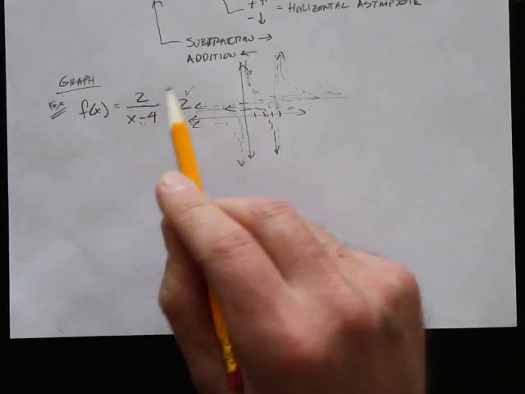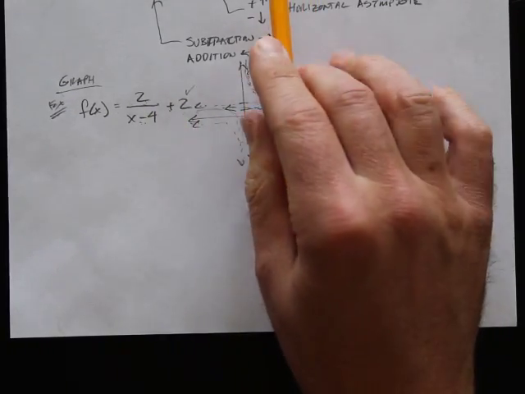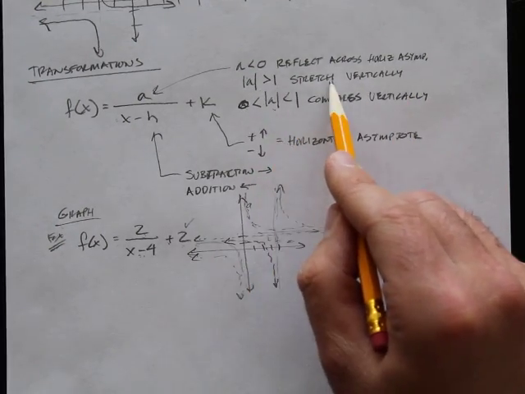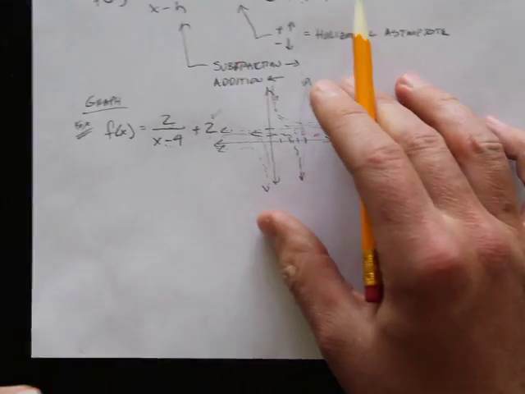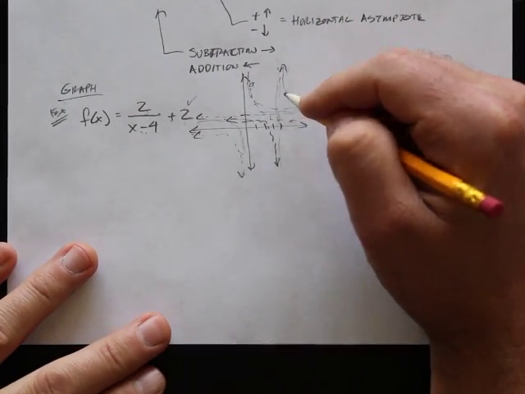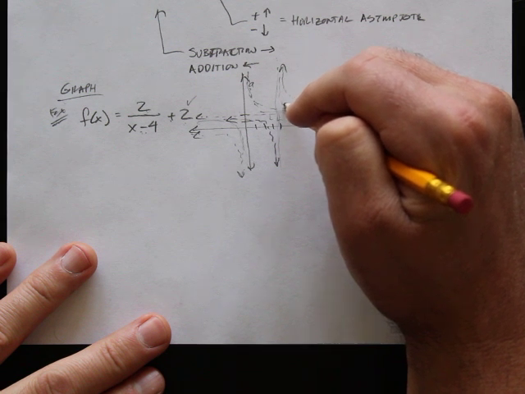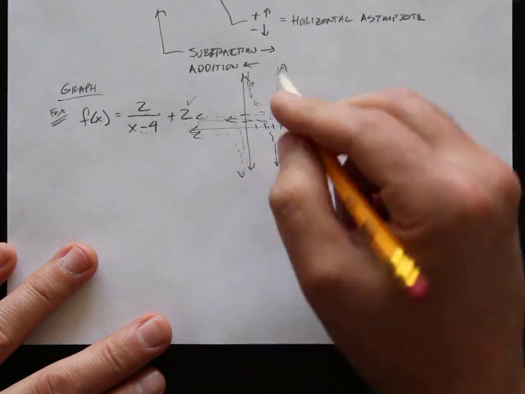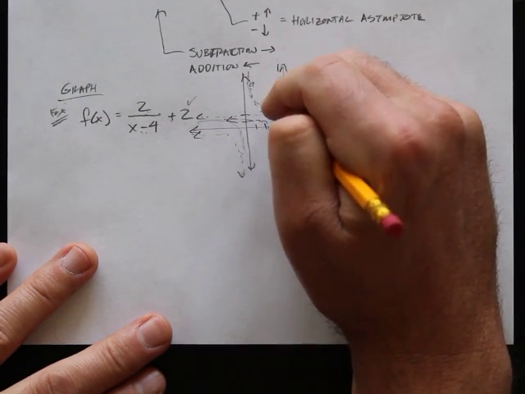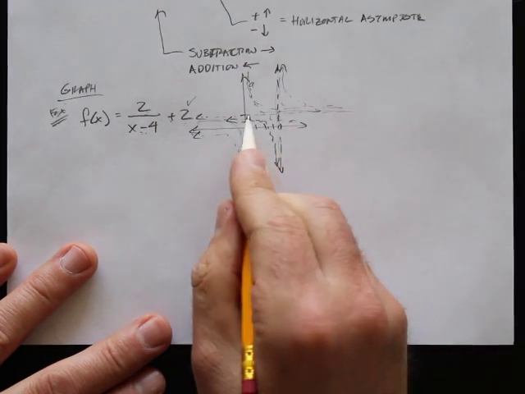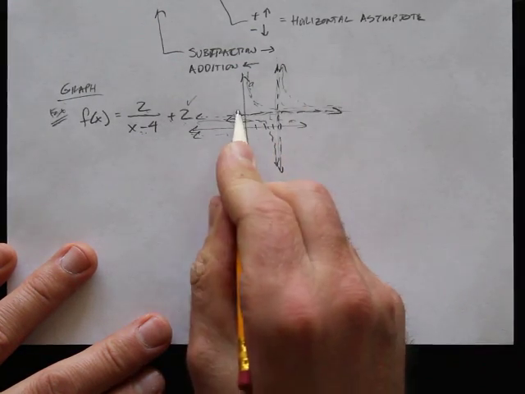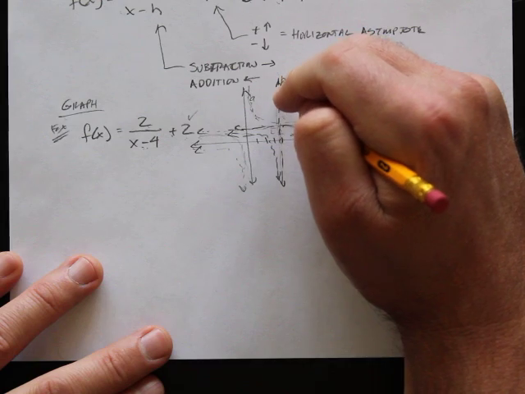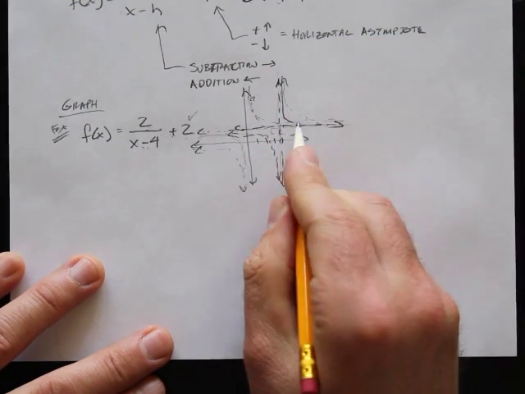Now this 2 here for the a value, it's not negative, so it doesn't reflect across my asymptote, but it does stretch vertically. So what that means is it's going to get tighter into the kind of the origin here, the new origin. So let's draw my asymptote a little bit more solid since I'm there. And so stretched vertically means that it comes in closer here like this.